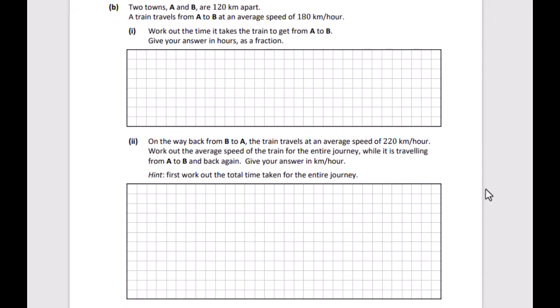Okay, let's have a look at B. Two towns A and B are 120 kilometers apart. So you've got town A, you've got town B, and they are 120 kilometers apart. A train travels from A to B at an average speed of 180 kilometers per hour. Work out the time it takes to get from A to B. Give your answer in hours as a fraction.